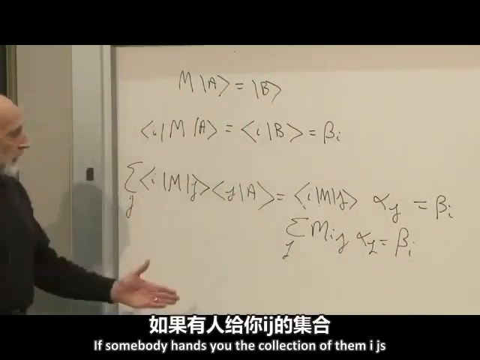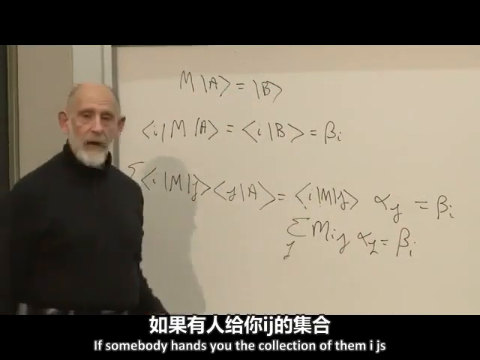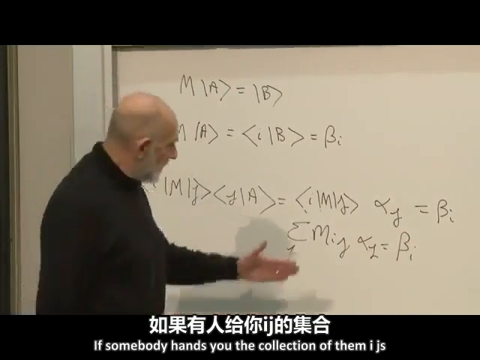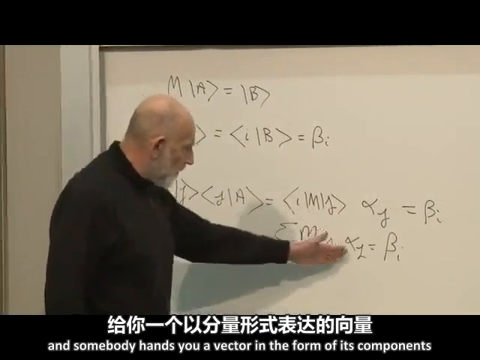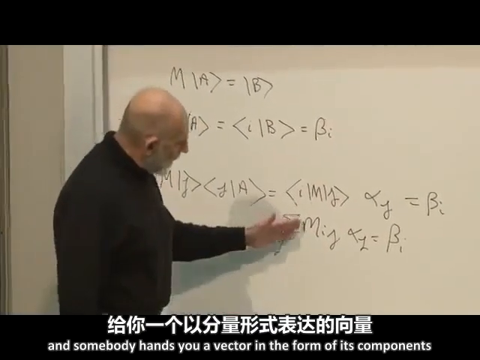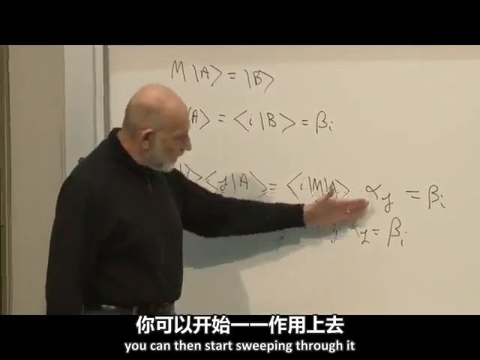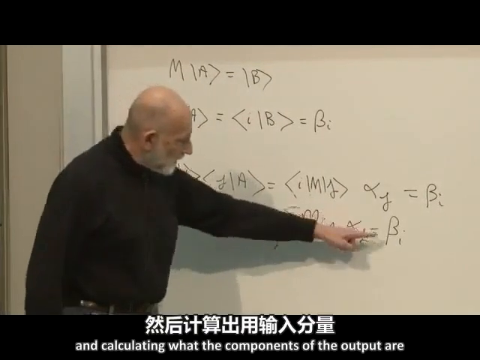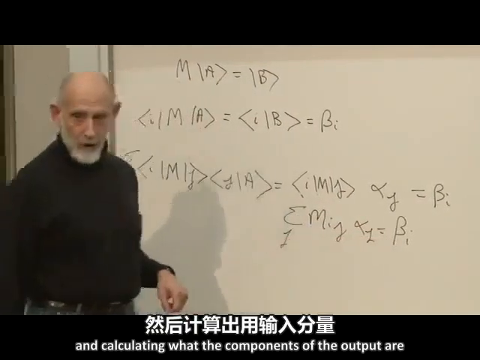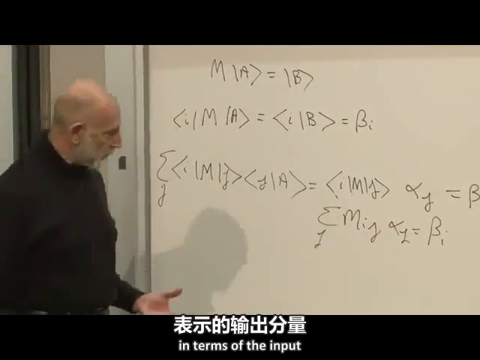If somebody hands you the collection of Mij's, and somebody hands you a vector in the form of its components, you can then start sweeping through it and calculating what the components of the output are in terms of the input.